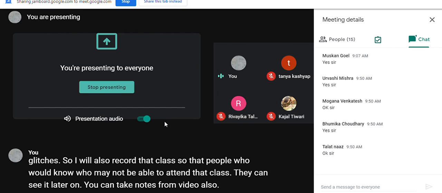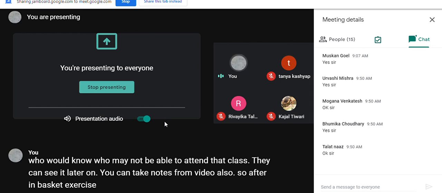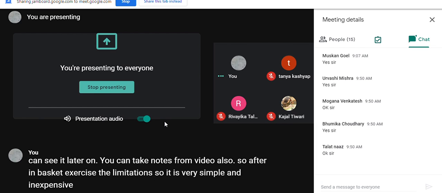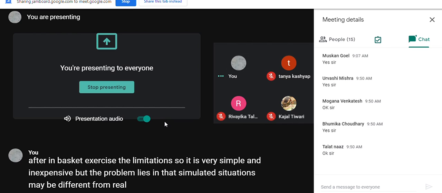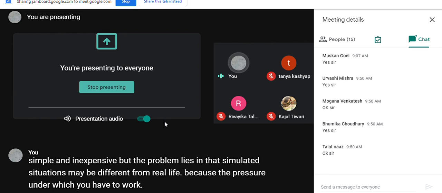So after in-basket exercise, the limitations. So it is very simple and inexpensive, but the problem lies in that simulated situations may be different from real life, because the pressure under which you have to work in real life, that is totally different from simulated situations.